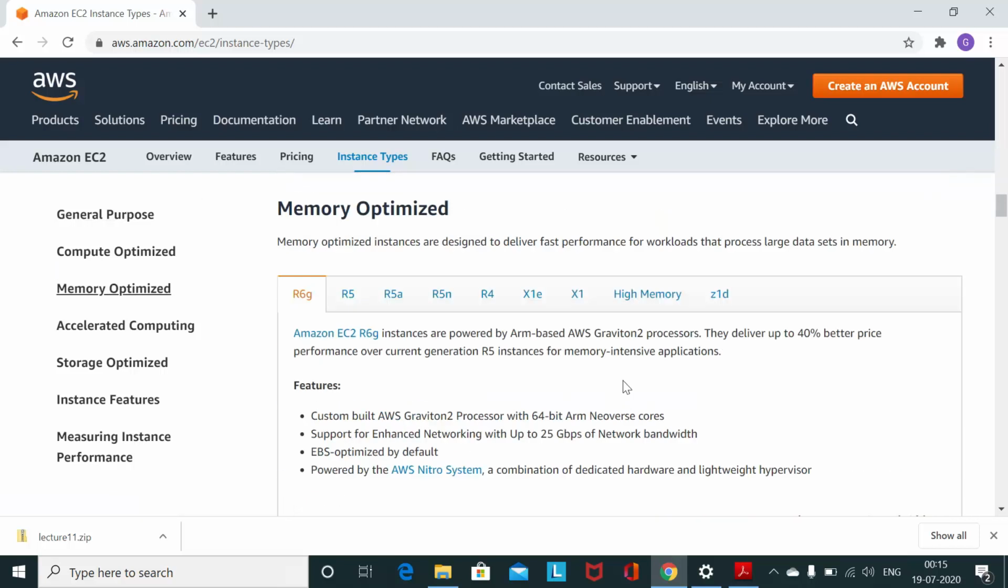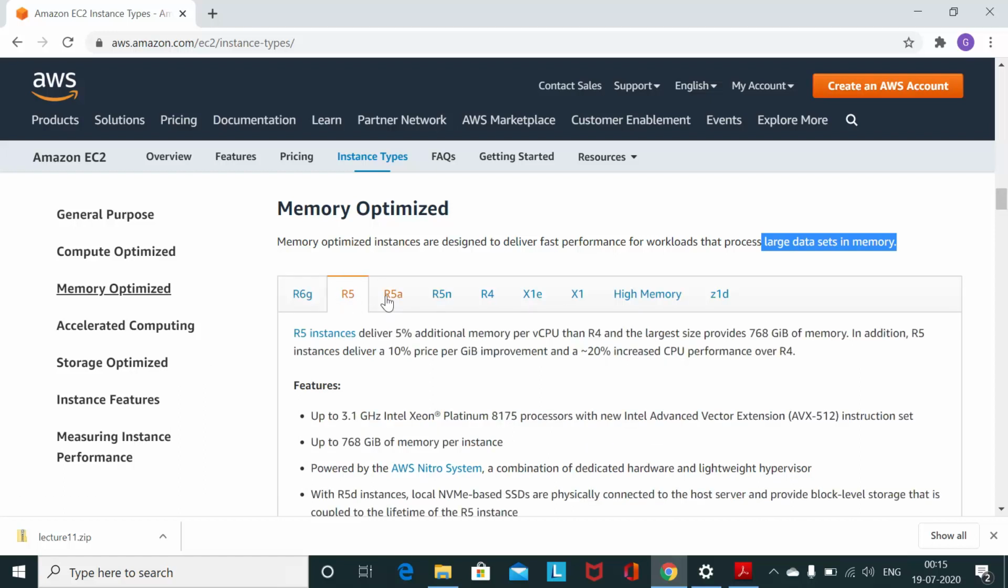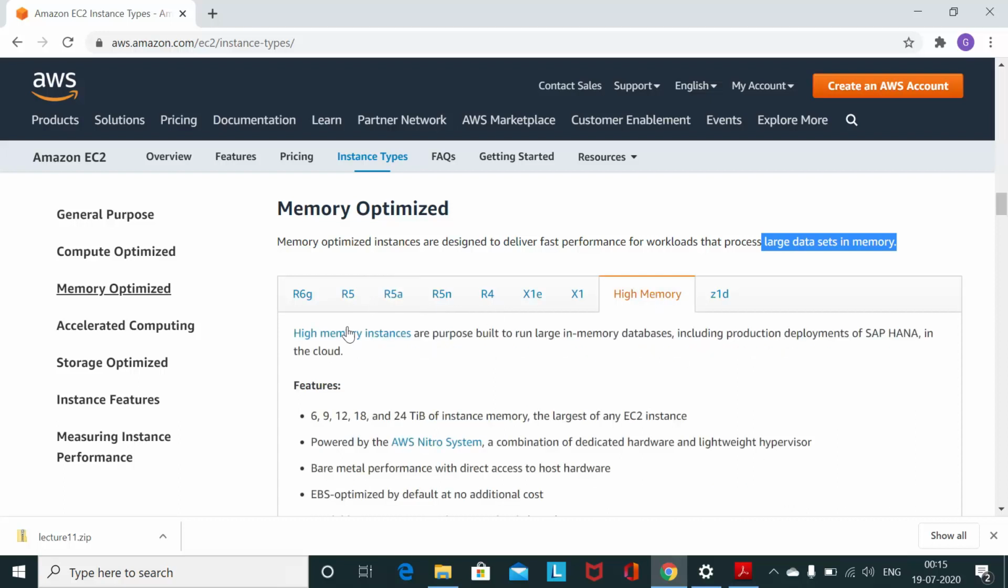Next is memory optimized instances. They are designed to deliver fast performance for workloads that process large data sets in memory. So if a user is dealing with big data and wants to process that in the cloud, then any one of these kinds of instances would be suitable.